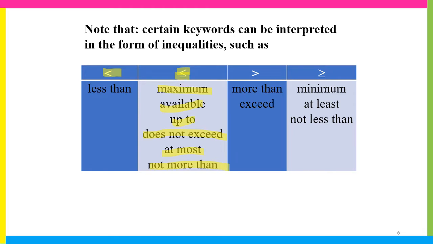Okay, and then the next one is more than or exceed. This symbol is more than or exceed. And then the next one is more than equal. We can also use minimum or at least, not less than. More than equal also can. Okay, so please take note of all of these keywords.